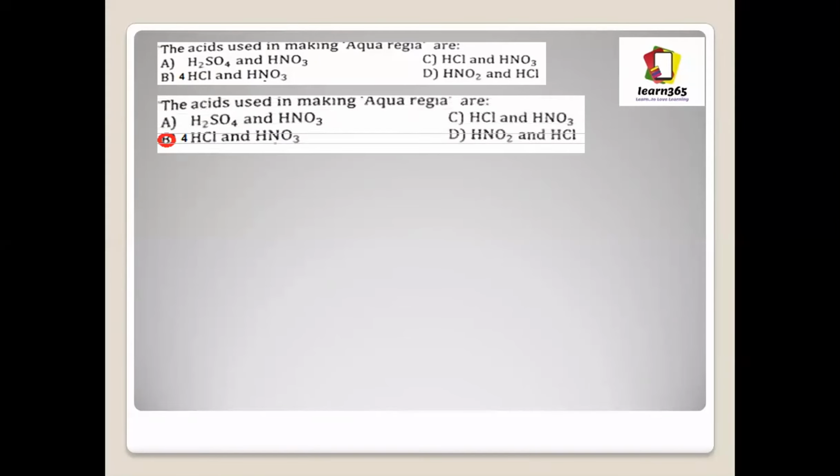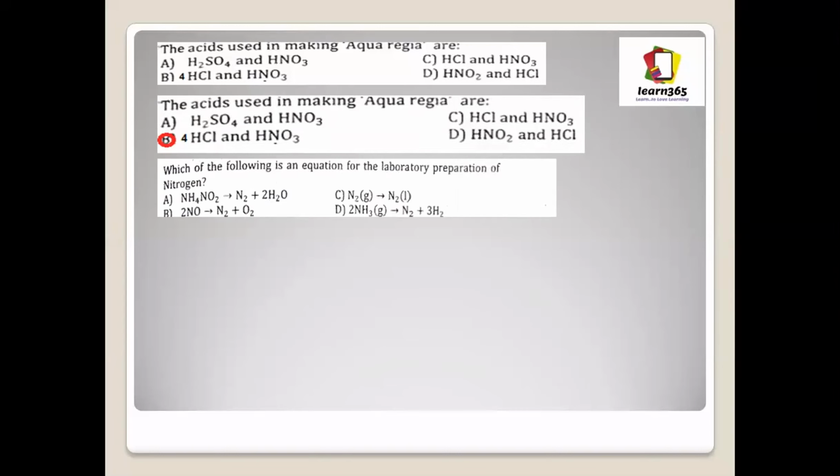The option is this one, 4 parts of HCl and 1 part nitric acid, HNO3. That is aqua regia. Now, which of the following is an equation for the laboratory preparation of nitrogen?